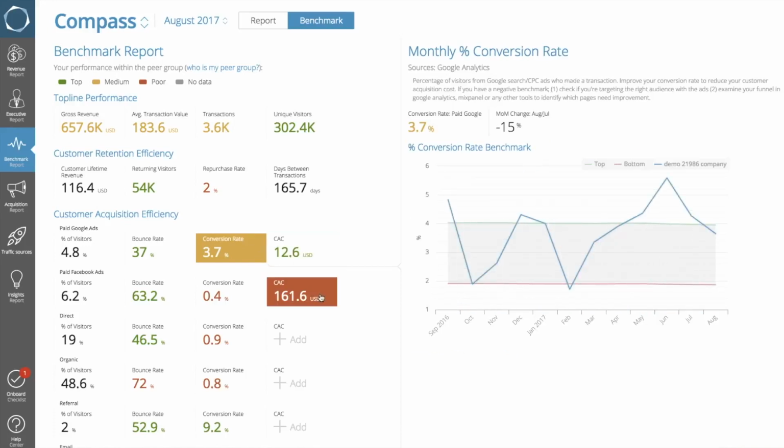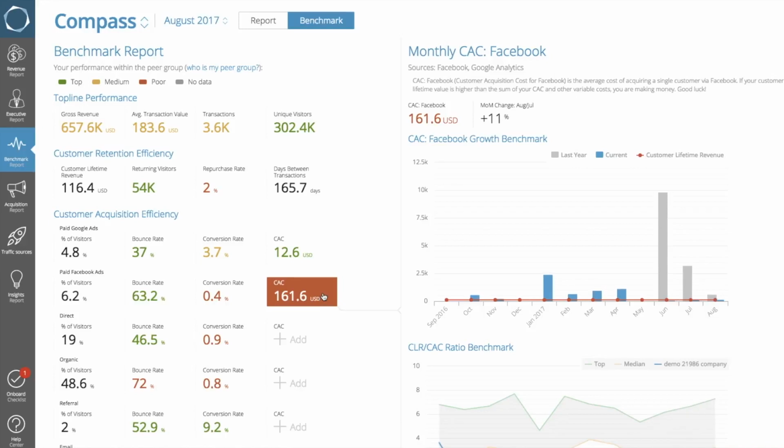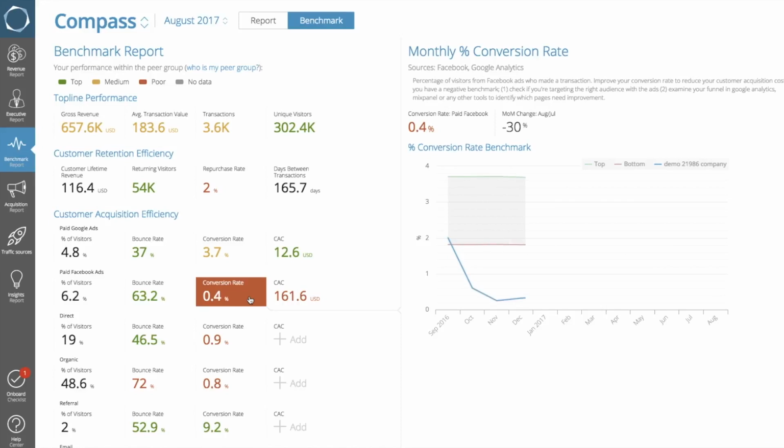If we look at the customer acquisition cost of the next channel, paid Facebook ads, we see that it's costing $161, and we've already seen that the customer lifetime revenue is only $116, meaning they're burning money with this channel. Additionally, their conversion rate is low compared to their peer group at only 0.4.